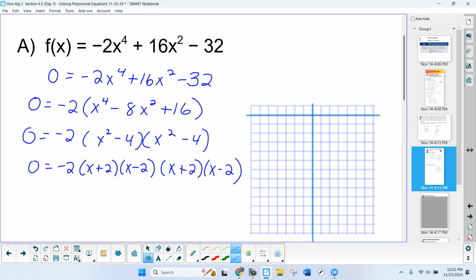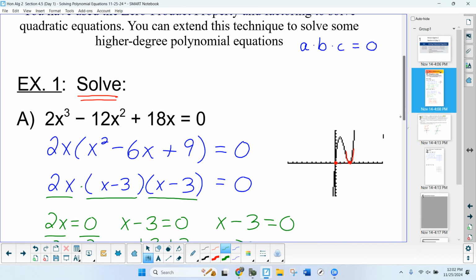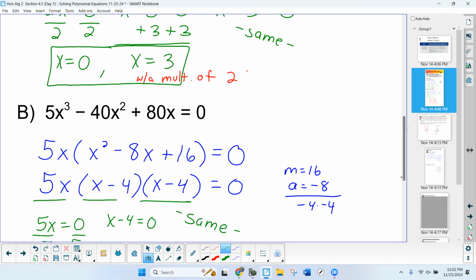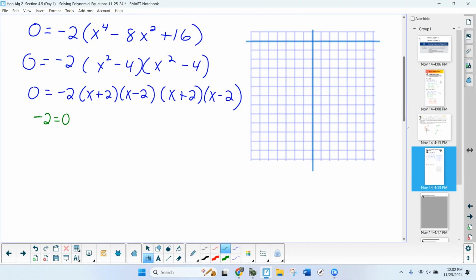Does anybody have any questions on that? Okay, now when I set my pieces equal to 0, remember when you set -2 equal to 0, do you have anything to solve there? In these ones, be careful, we had 2x equal to 0 or 5x equal to 0, so we had something to solve for. This one, we just have -2 equal to 0. That goes away.